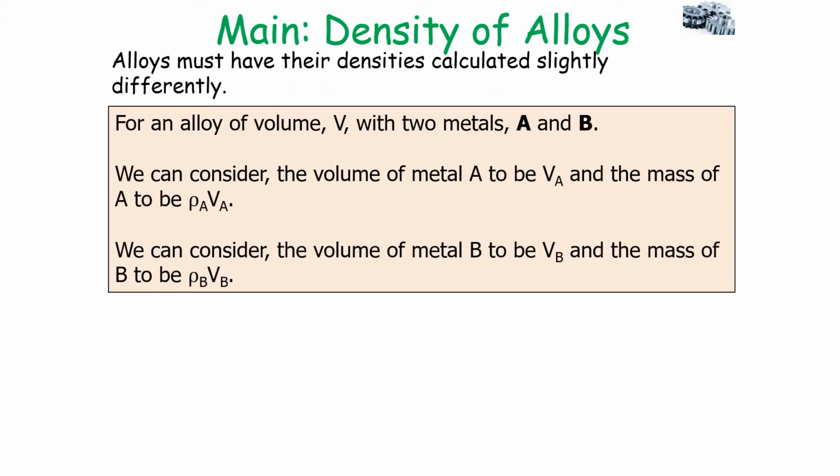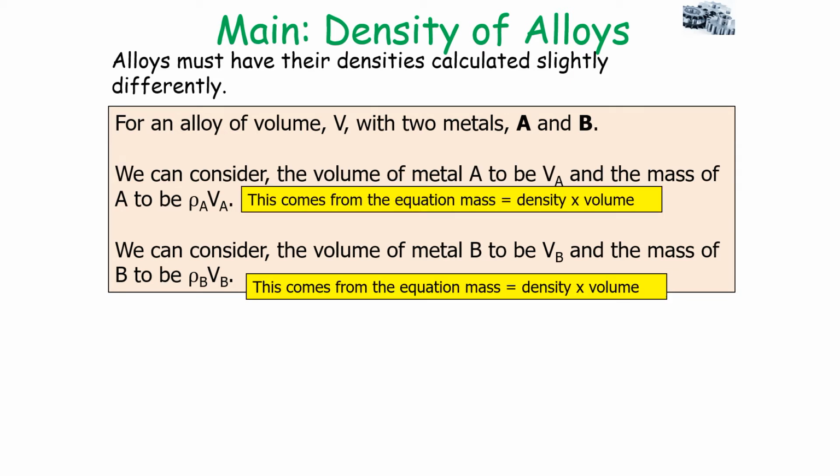For an alloy of volume V with two metals, metal A and metal B, we consider the volume of metal A to be V_A and the mass of this particular metal to be rho_A times V_A. Now this comes from the equation mass is equal to density times volume. We can then consider the volume of metal B to be V_B, so therefore the mass of B to be rho_B times V_B.